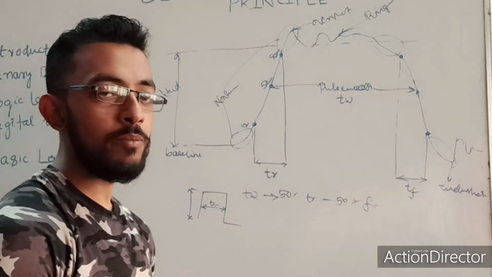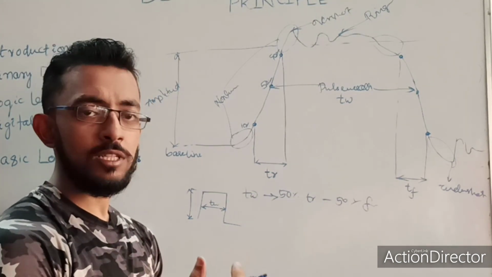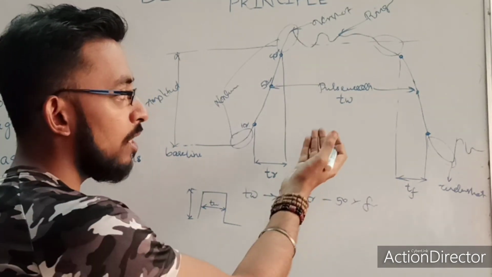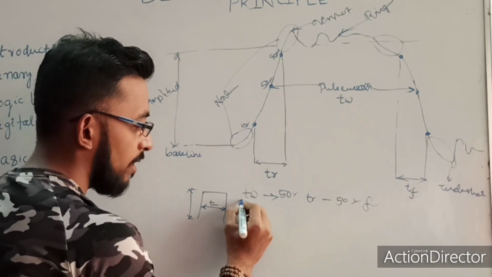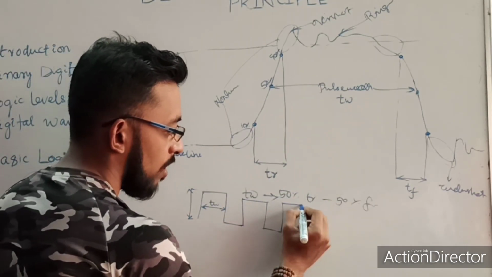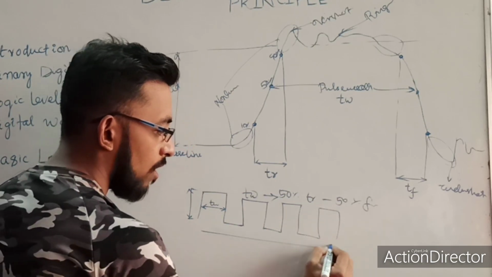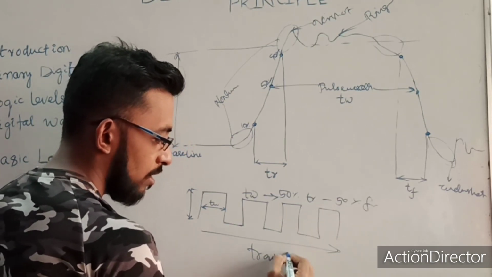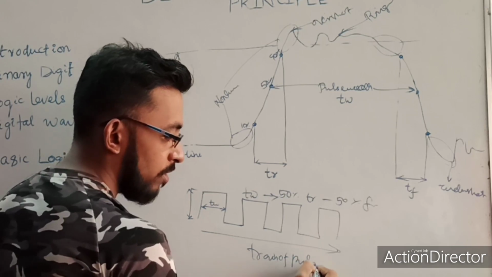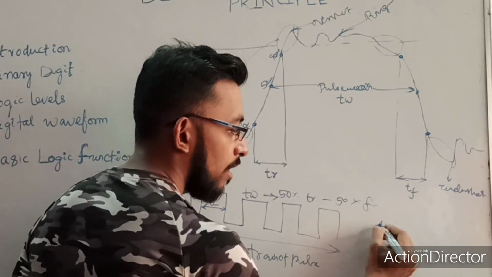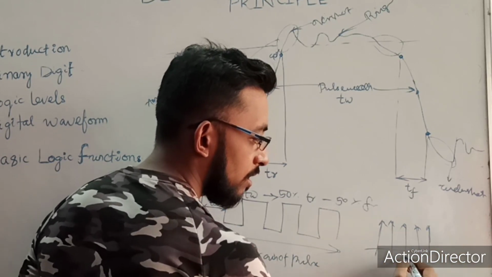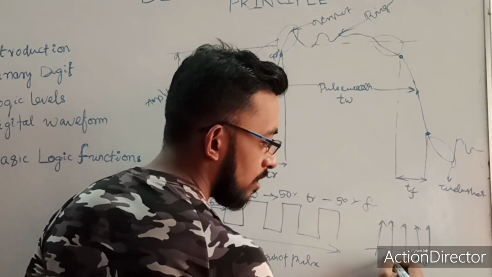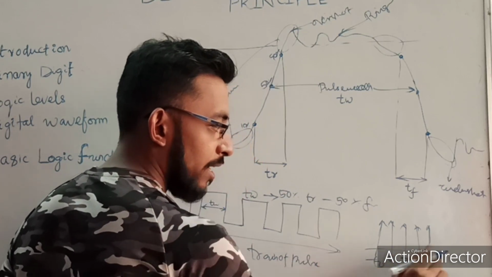So a digital waveform contains a sequence of pulses. Here it is only one pulse. Now let's take this ideal pulse and now I am including this one. This is one, this is one. So this is called a train of pulse. If you remember in our impulse chapter, I told you this is the train of impulse. This is t naught, this is 2t naught, this is 0, this is minus t naught, like this. It is a train of impulse.